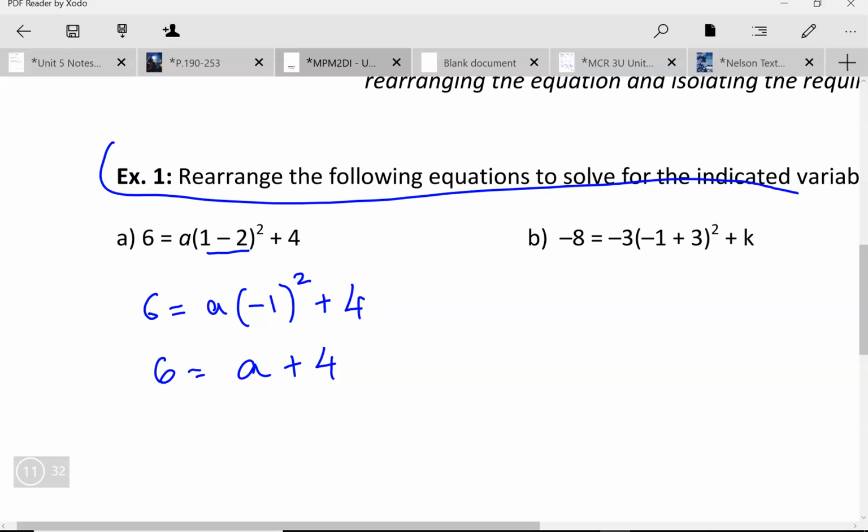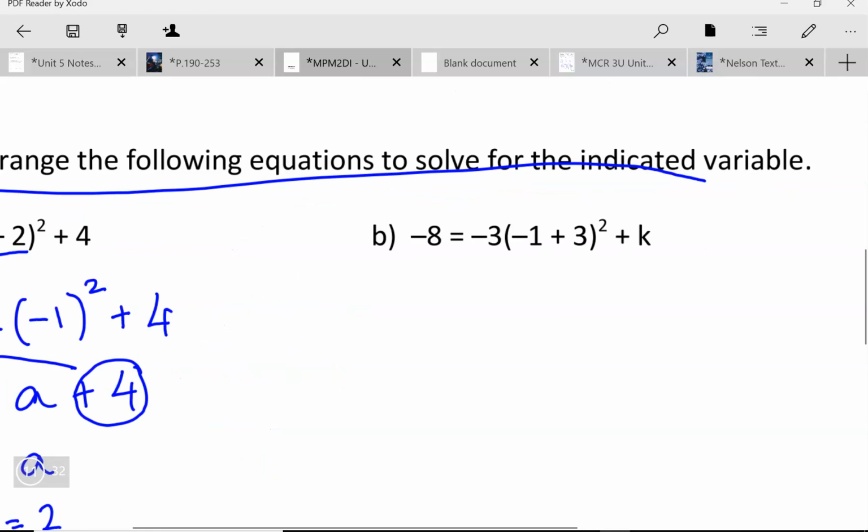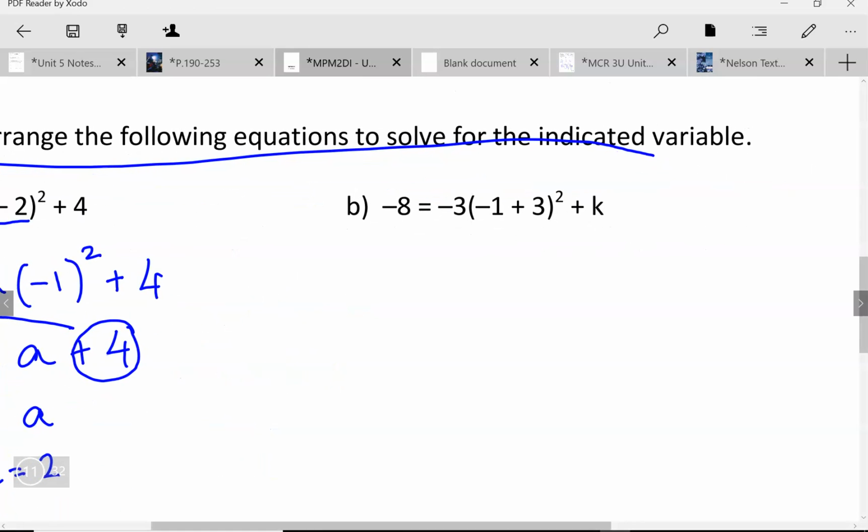And now, there are different ways to think about this. You can subtract 4 from both sides, or you can move this positive 4 over to this side where it becomes a negative 4. So I get a equals 6 minus 4, which is 2. So that's how I solve for the a there. And most of the time you'll be solving for the a in the coming questions. That's what you have to solve for. And we're going to try solving some other things.